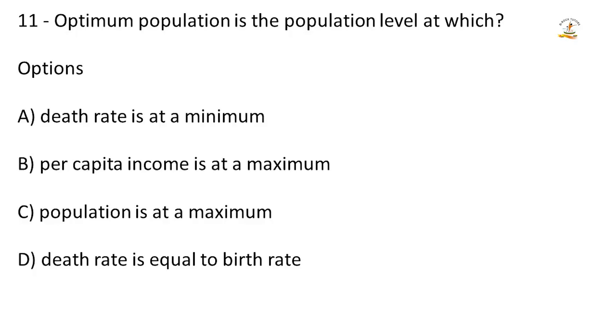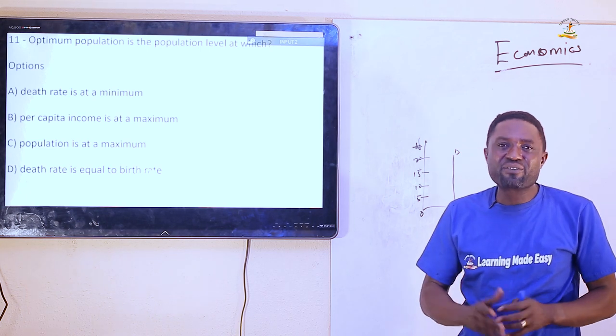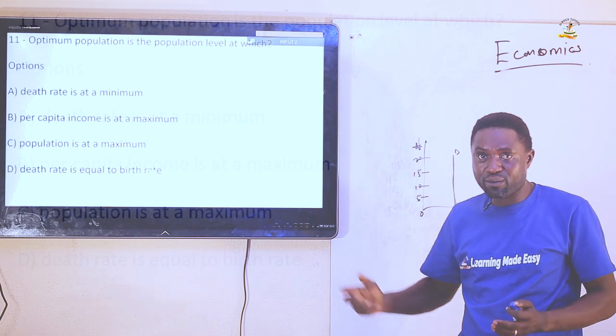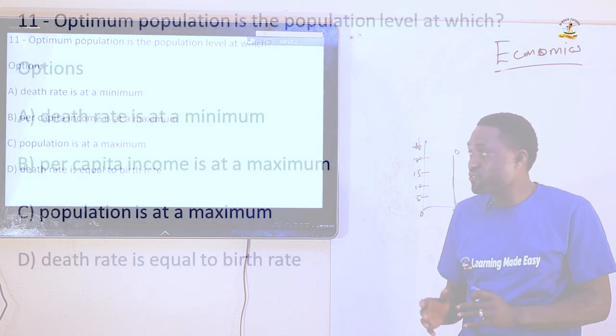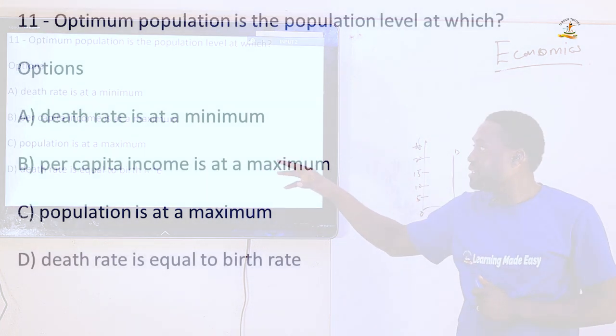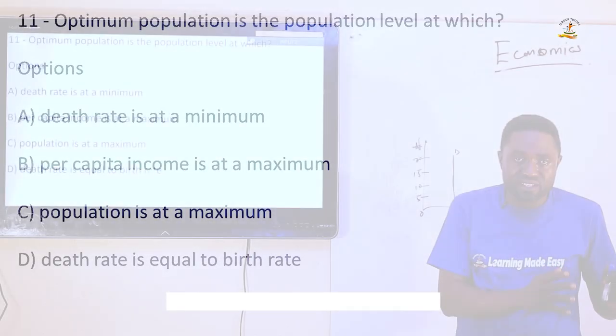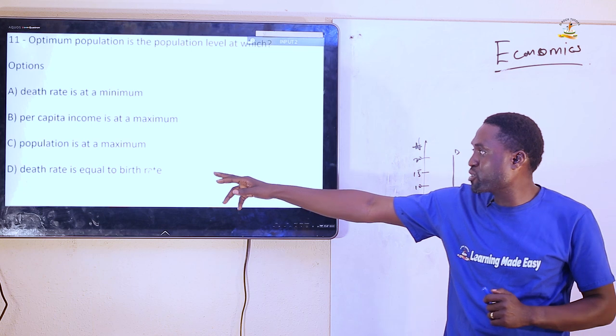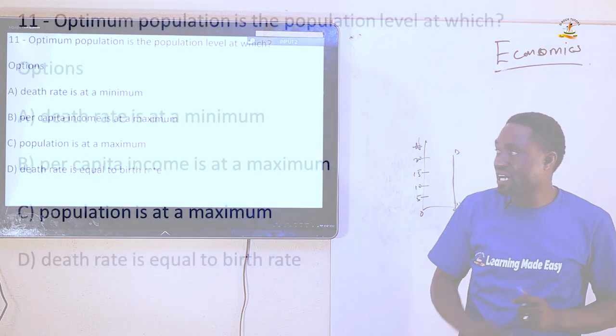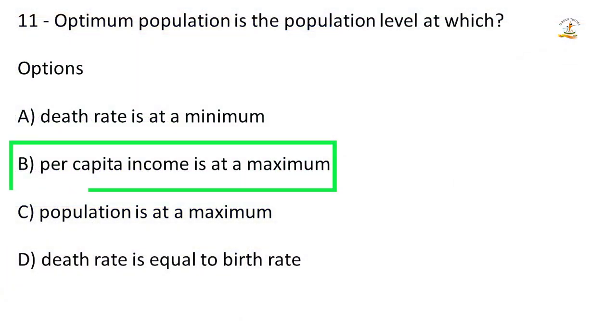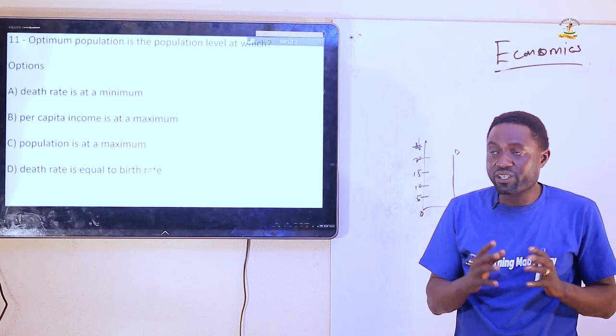Question number 11. Optimal population is the population level at which A, death rate is at minimum, B, per capita income is at maximum, C, population is at maximum, D, death rate is equal to birth rate. In a population where we have optimal population, everything will be working. Because per capita income is at maximum, everything will work out fine. So optimal population is the population level at which per capita income is at maximum. It can't be that death rate is at maximum, no. Under the optimal population, things will work well because the resources will equate the number of people in the society. It can't be population is at maximum, or death rate equal to birth rate. The perfect answer is per capita income is at maximum, because the resources actually equate the number of population within the society.